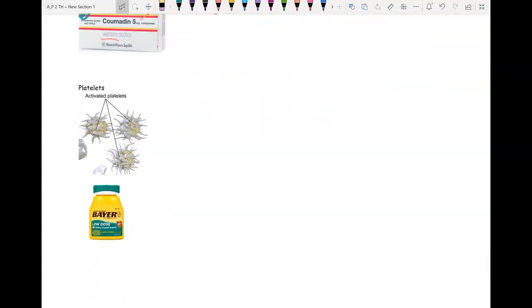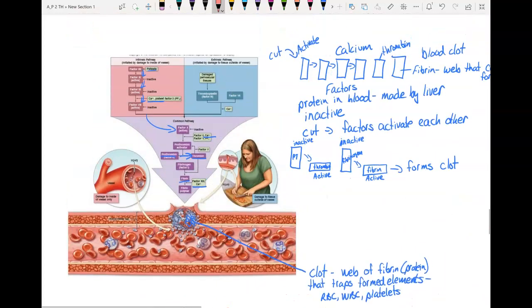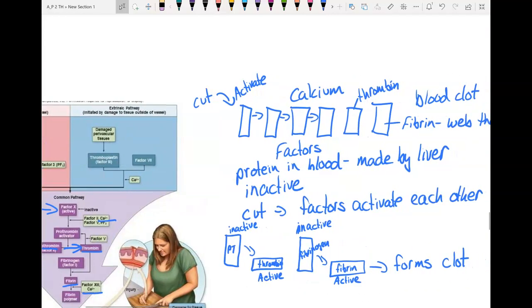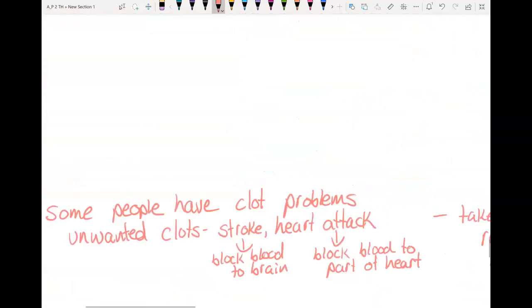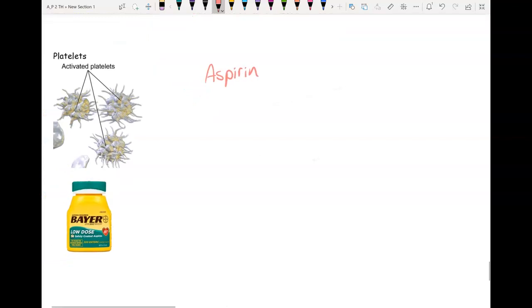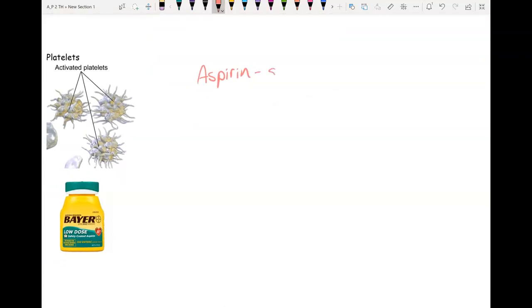Another common one is aspirin. If we look back up here, notice the platelets are what activate the first factor. So that's kind of the very first thing here in our chain of dominoes, the platelets activate the first factor. Aspirin blocks this. Aspirin acts on platelets. And it stops the platelets from activating the first factor.